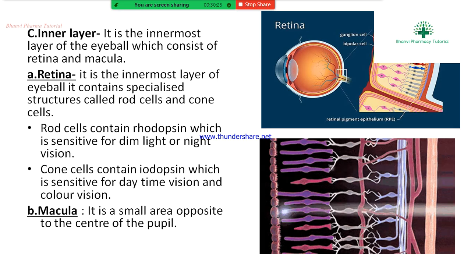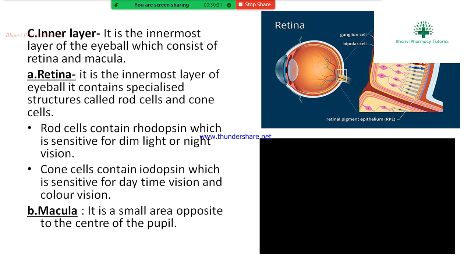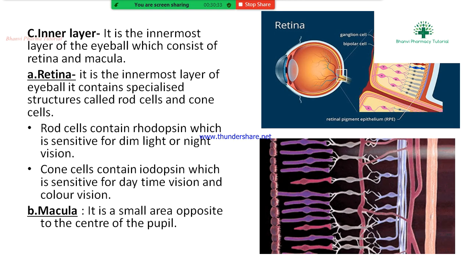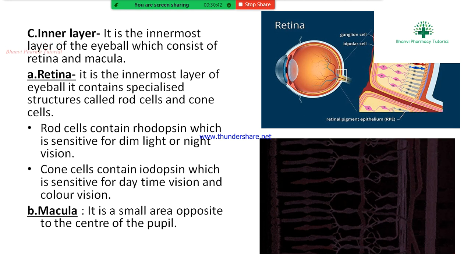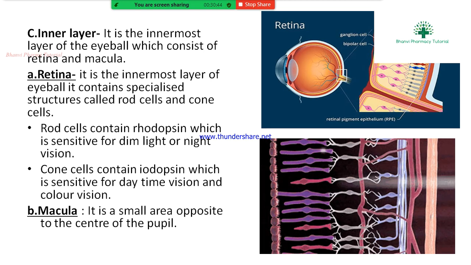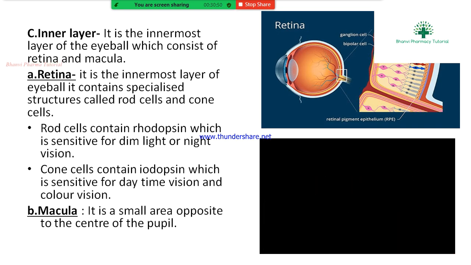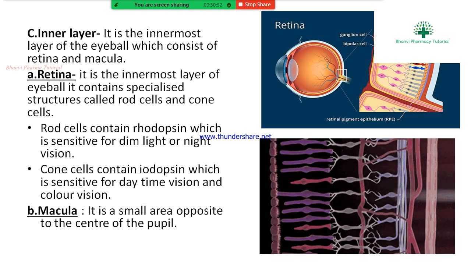What is macula? Both are called macula, present in the ear and the eye. In the eye, it is a small area opposite to the center of the pupil. In the ear, you know the cochlea. Inside the cochlea there is an area, and that is also macula.